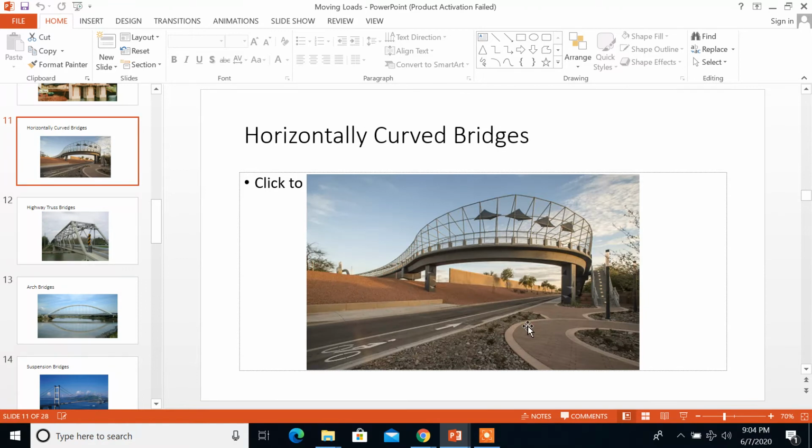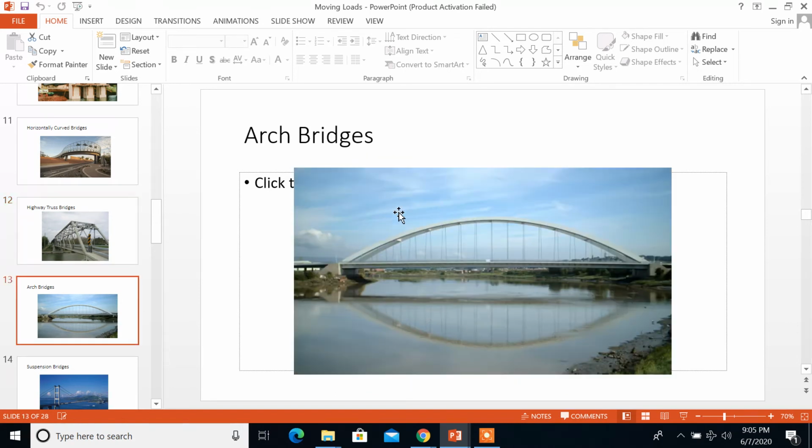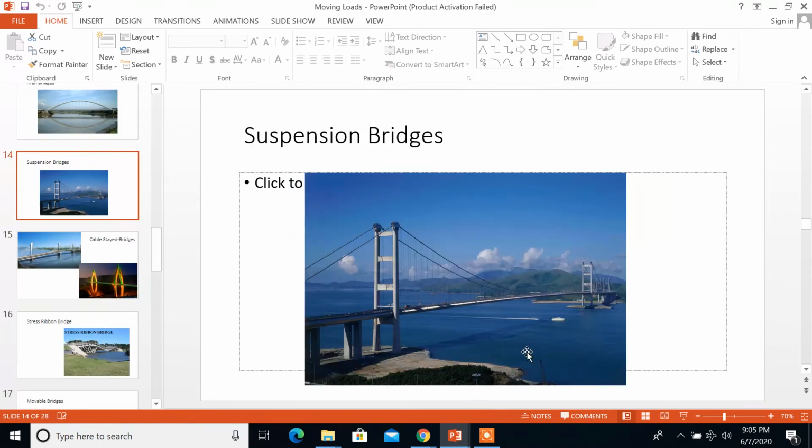Then, horizontally curved bridges. Here is the example of the horizontally curved bridges. Kapag kailangan natin ng radius of the curve for that specific bridge. Then, highway truss bridges. Madami tayo nito sa malapit sa TIP or malapit sa Malacanang, yung Ayala Bridge. This one is a good example of a truss bridge. Then, arc bridges. Ito yung example of an arc bridge.